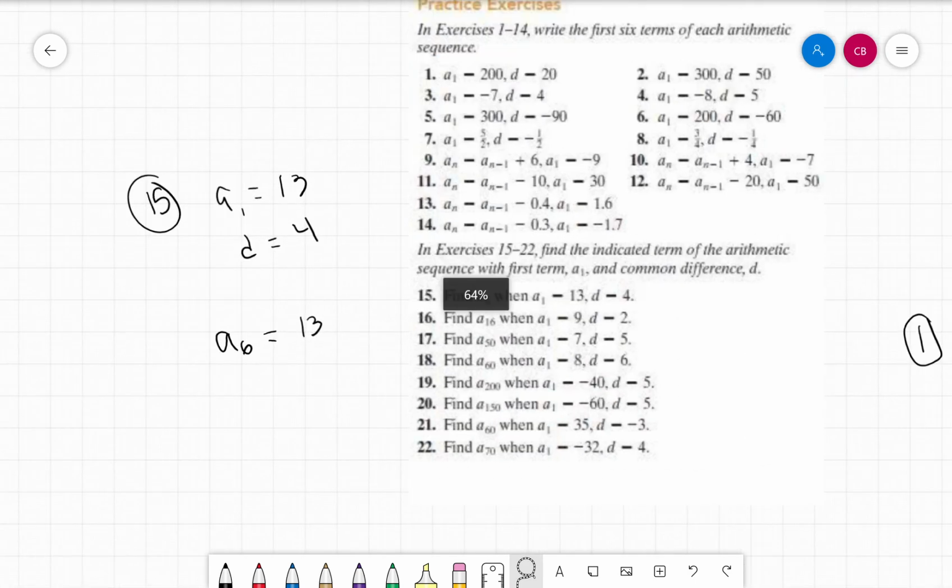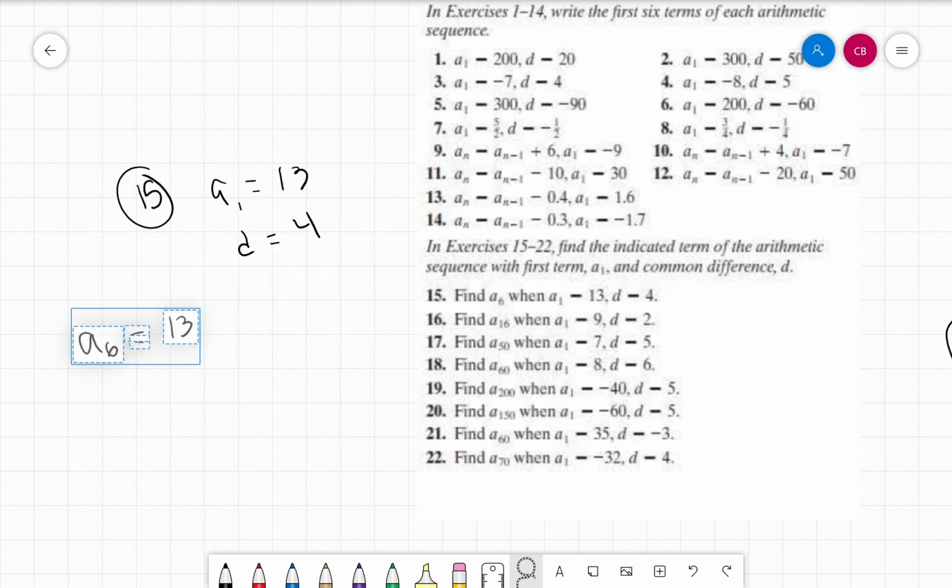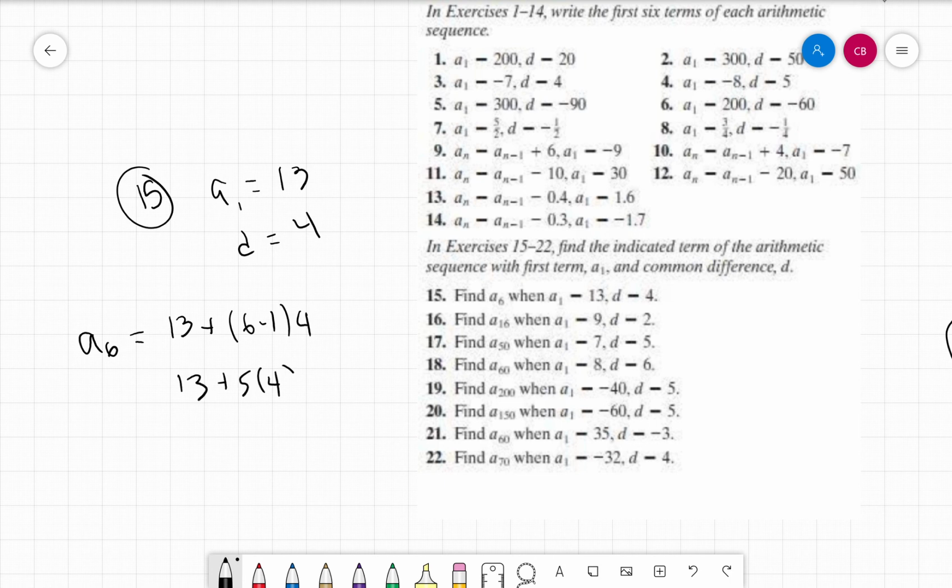I think I need to restart my Surface Pro. So 13 plus (n minus 1), 6 minus 1, times 4. 13 plus 5 times 4. 13 plus 20. 33. So that would be your solution for that one.